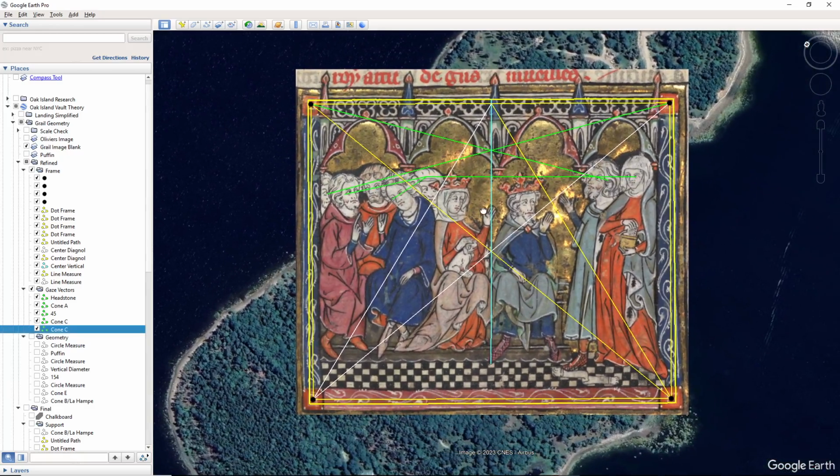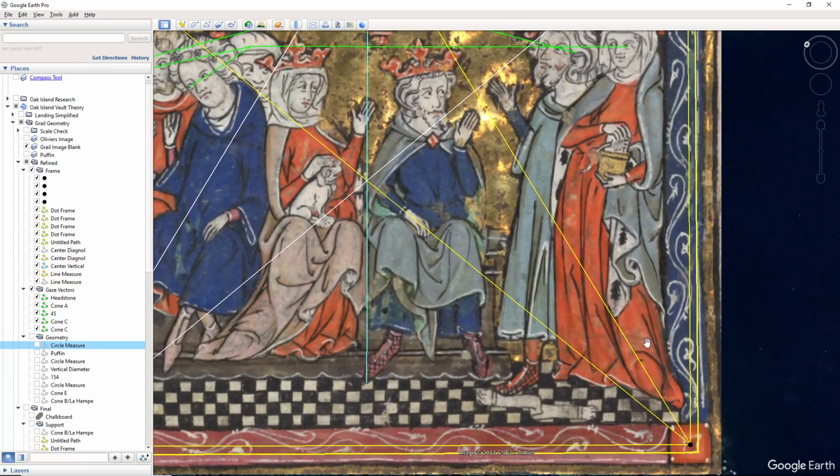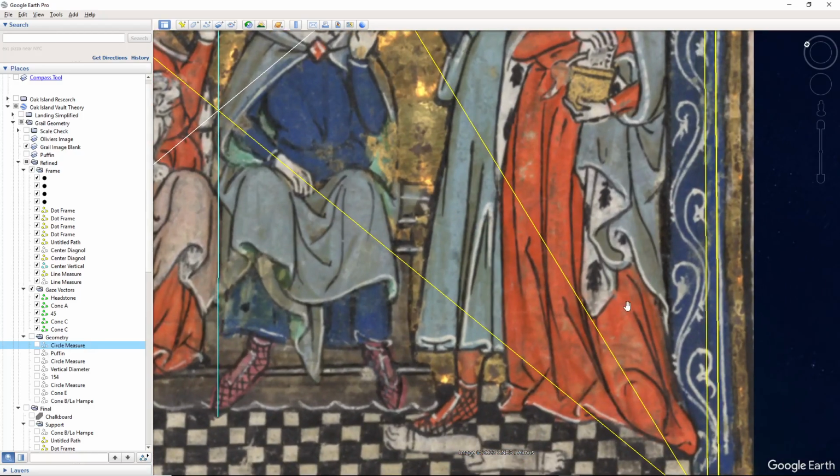So we have the gazes set up. We have these two intersection points, and you can probably tell right now what's going to happen. But here's the 154. And the other thing that Olivier did was one of the earliest things that he was looking at in this picture was this right here.